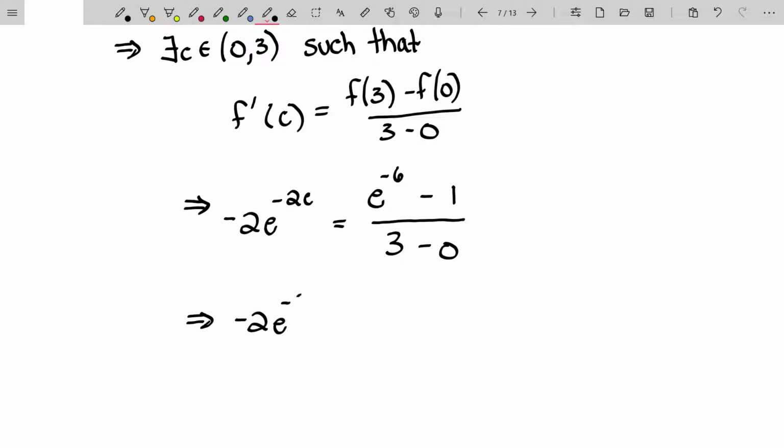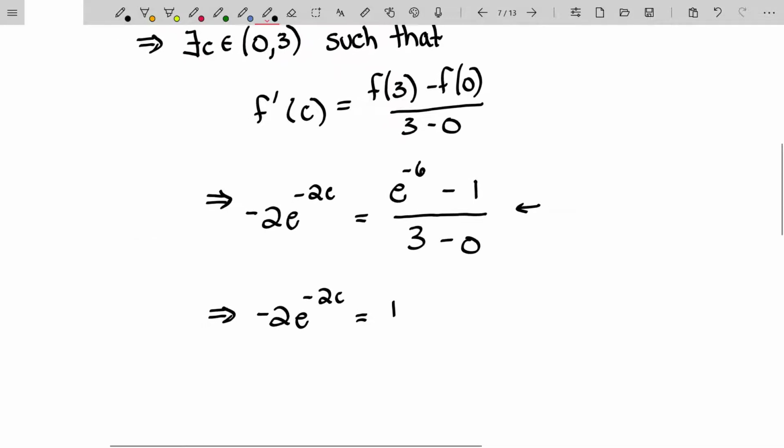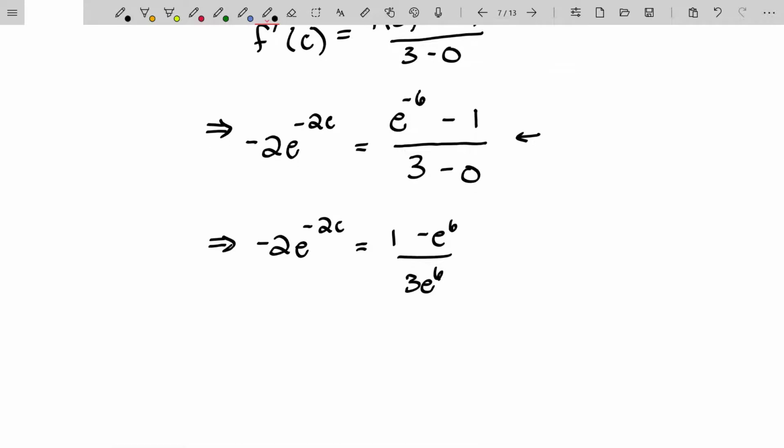Negative 2 e to the negative 2c is equal to, I'll multiply numerator and denominator of this by e to the 6th. So that's 1 minus e to the 6th over 3e to the 6th. You don't have to do that. I just wanted to do that. Then I'll divide both sides by negative 2. So I get e to the 6th minus 1 over 6e to the 6th. Again, I divided by a negative 2, but I moved the negative into the numerator.